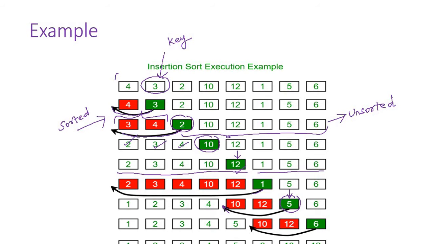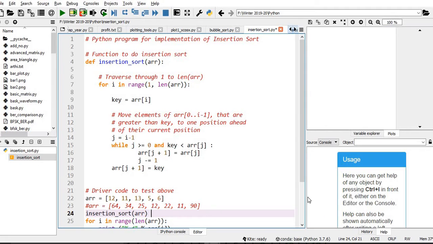Now I will go for a sample code. This is the code I have taken from the internet; this is not my own code. We are defining a user defined function insertion sort. The input is the unsorted array. As I explained in the algorithm, we are going to run a for loop from the first index to the last index. I am not taking the 0th index.